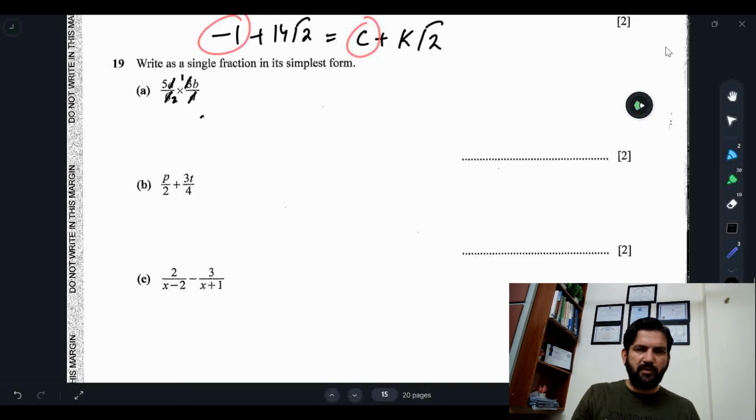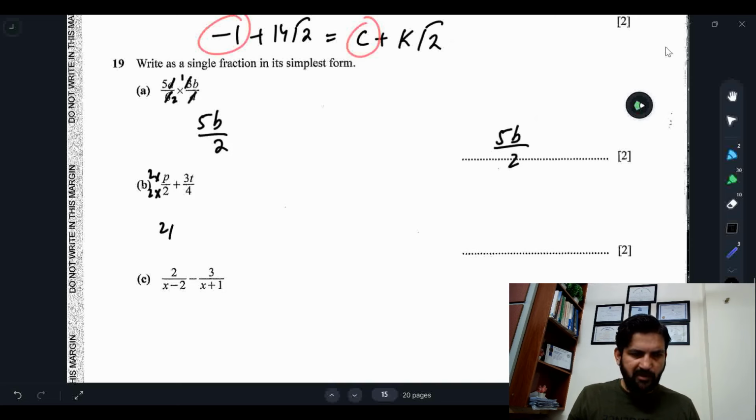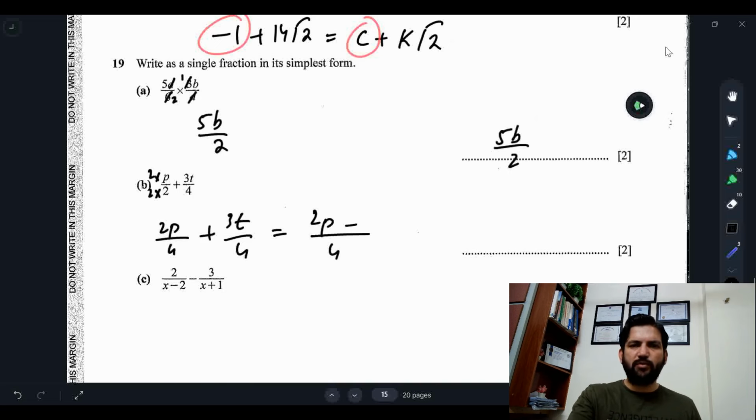Part B, what we have to do, simply multiply it with 2. So this will be 2p by 4 plus 3t by 4, and as you can see the denominator is the same, so 2p plus 3t will be the final answer. So we can write it like this, 2p plus 3t whole divided by 4. Let's move to the C part.